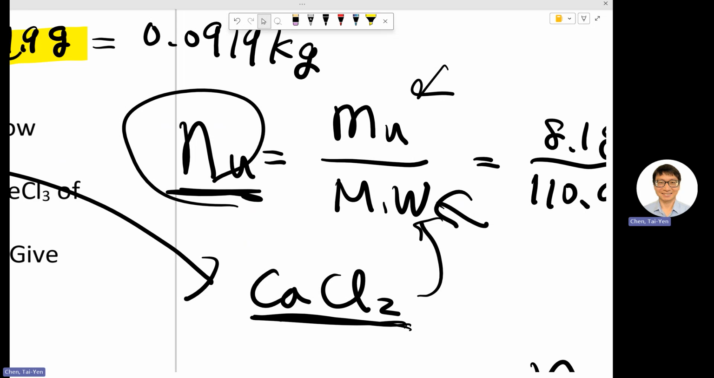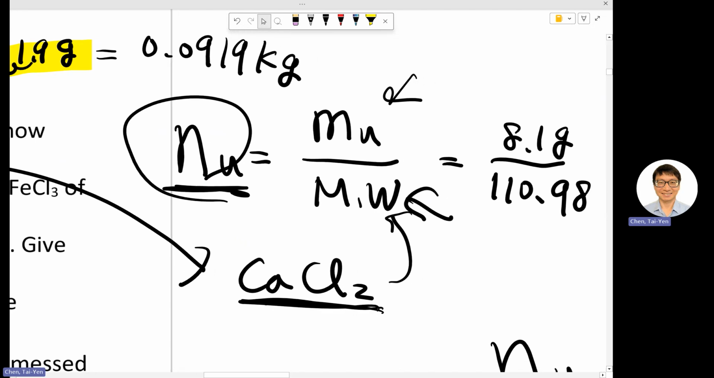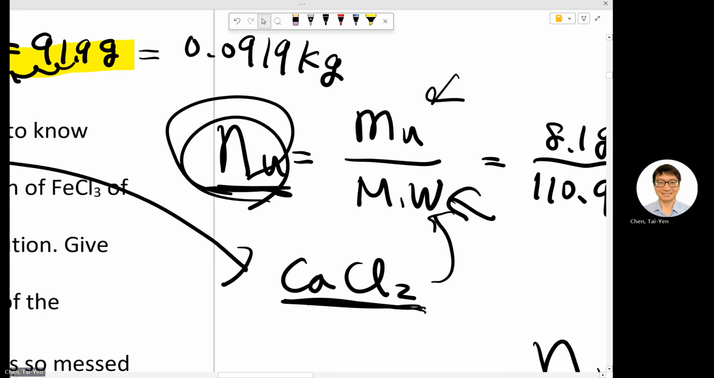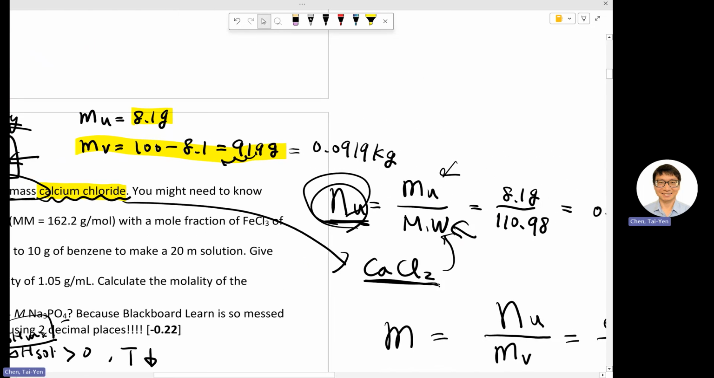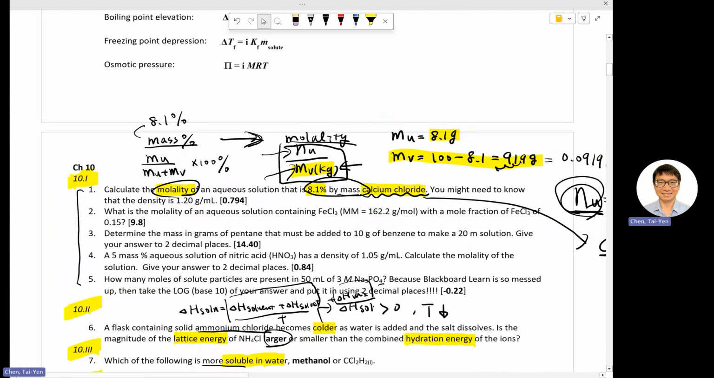You know the mass of your solute from the previous calculation. Then you can calculate the moles of your solute. Then you just put it back, and you can get the correct answer. So that's the logical flow for the first question, right? Everybody follow? Okay, so what we're going to do now is question number 2.